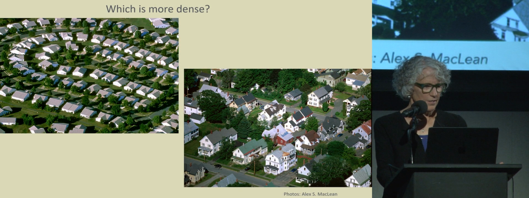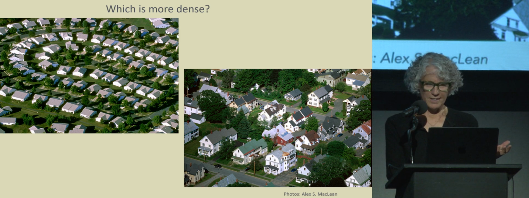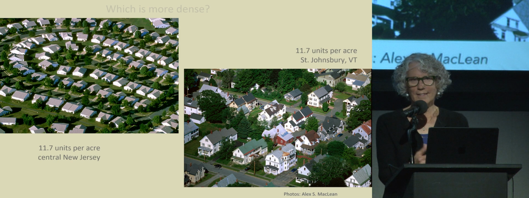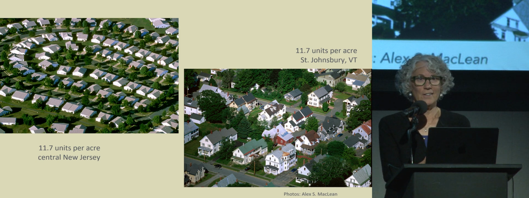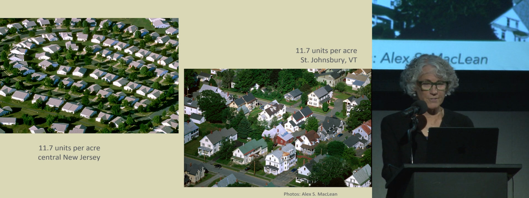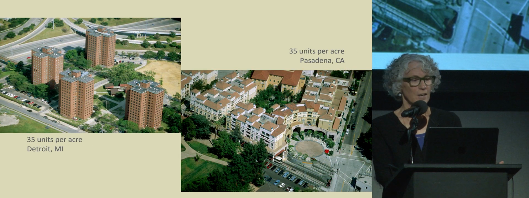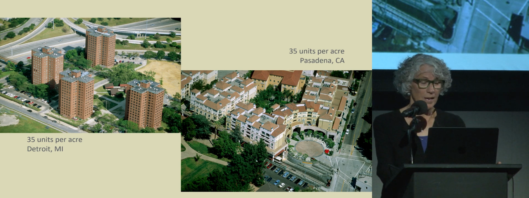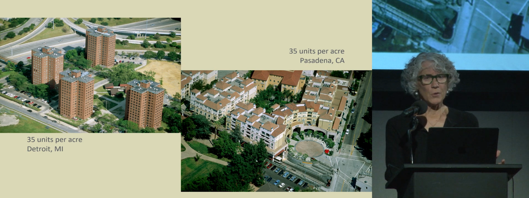But that's just not the case at all. If you take a guess at the density of these two places, which one is more dense, and what would the density be? Could you tell by looking? Obviously, they're the same density, but obviously very different. So you can't really tell when you think of 11.7 units an acre what exactly that's going to look like, because it could take many, many different forms. Here's another example. What 35 units an acre looks like in Detroit is not the same as what it looks like in Pasadena, California. It doesn't give you any clues about what it might be like to live there.